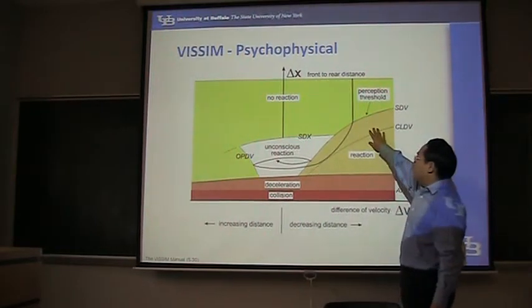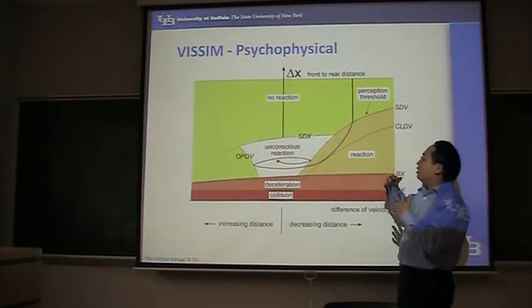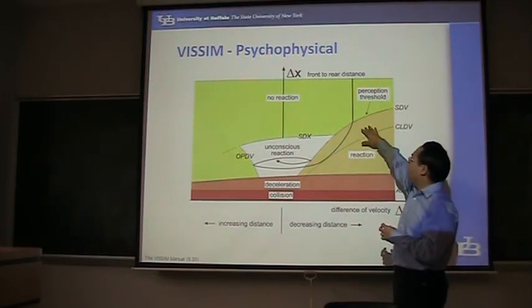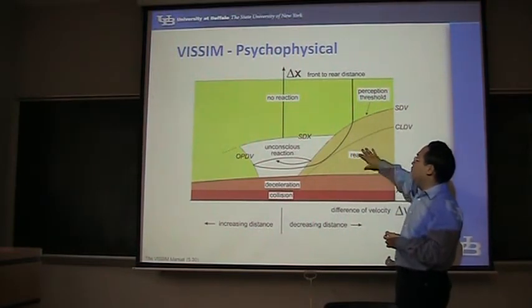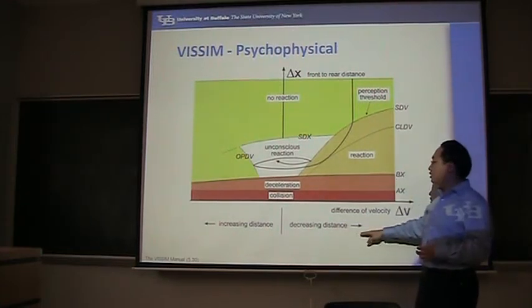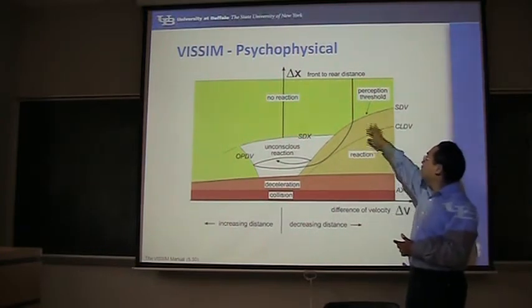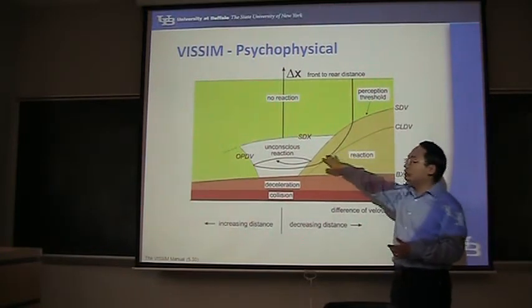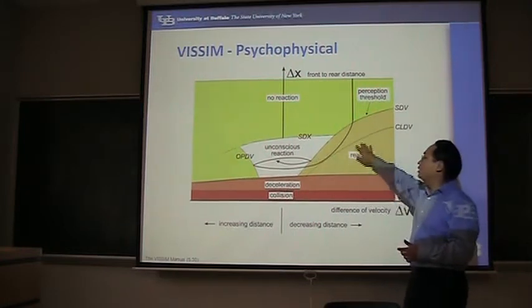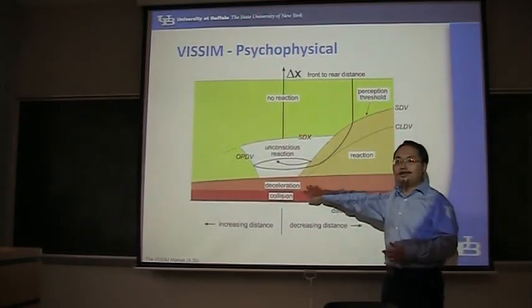But let's take a look at this region. Our delta x, our distance, is already big, and the distance is decreasing. Then this vehicle has to accelerate to react. And probably you will enter this region, and you may enter this region to decelerate.